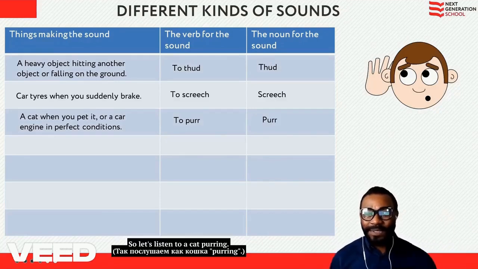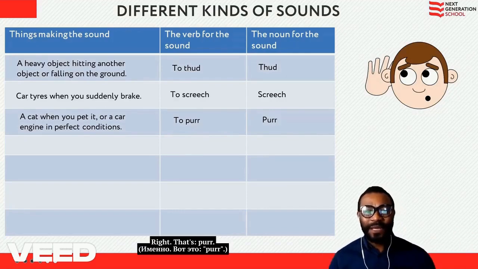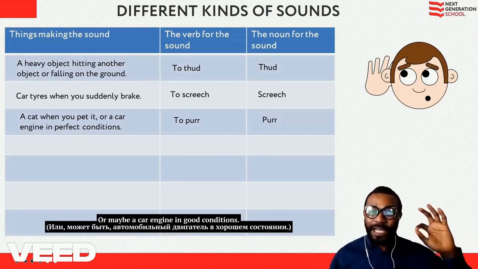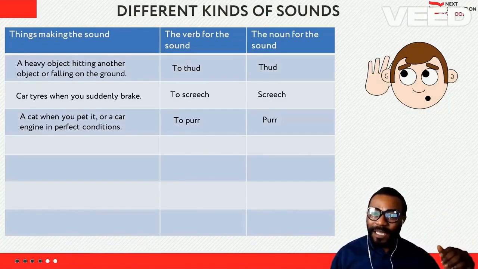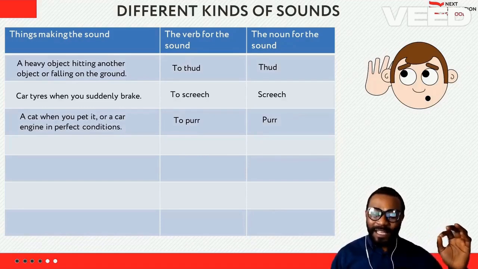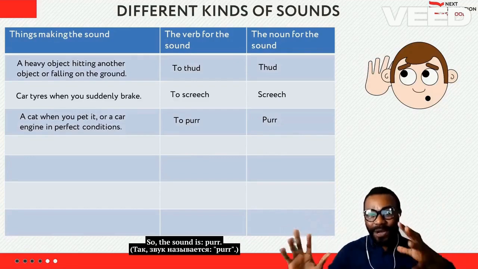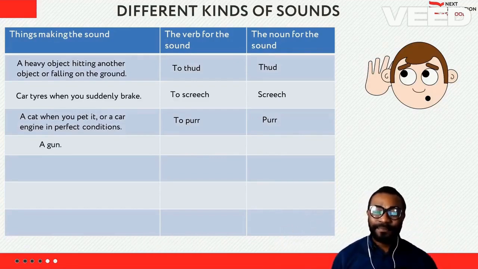So let's listen to a cat purring. Right, that's purr. Or maybe a car engine in good conditions. Let's listen. So the sound is purr. The next one, a gun.